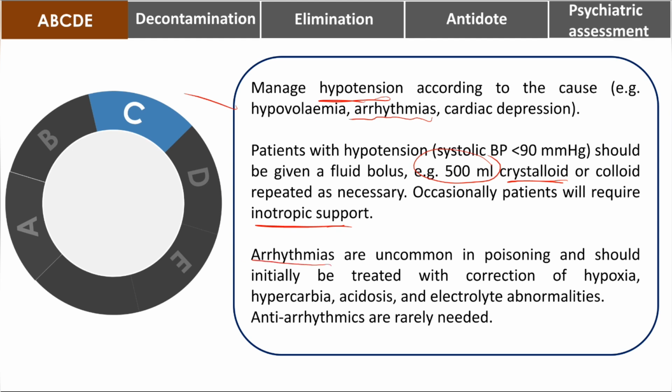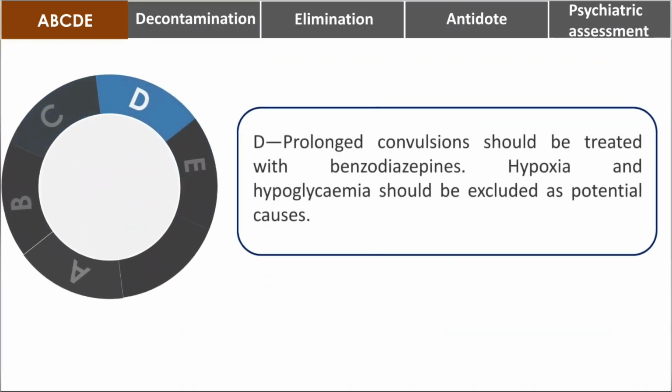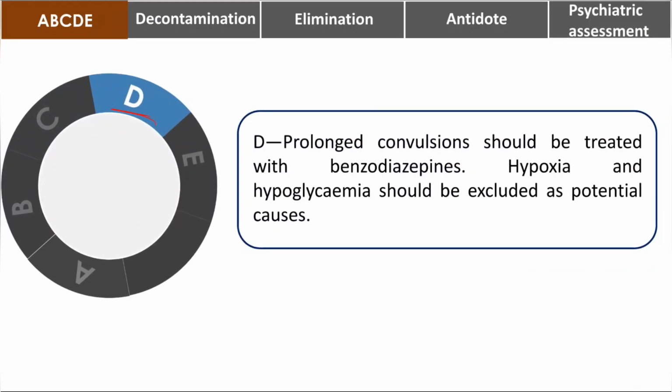Arrhythmias are uncommon in poisoning patients, but if they happen, usually they are due to hypoxia, hypercarbia, acidosis, or electrolyte abnormality. If you correct these, anti-arrhythmic drugs are rarely needed. Coming to disability, you have to check the conscious level of the patient, random blood sugar, look at the pupils, and also check for lateralizing signs.